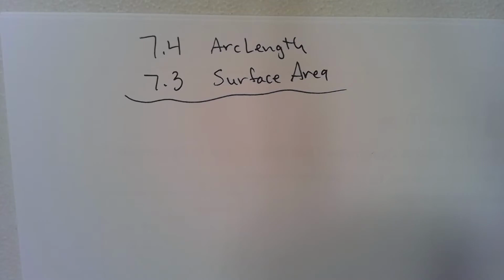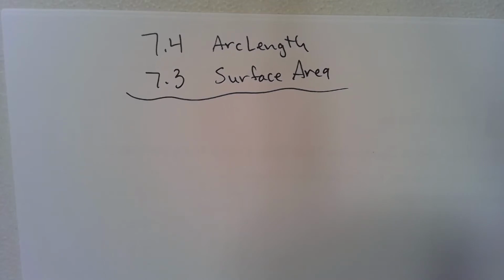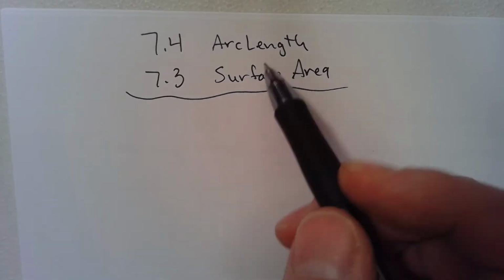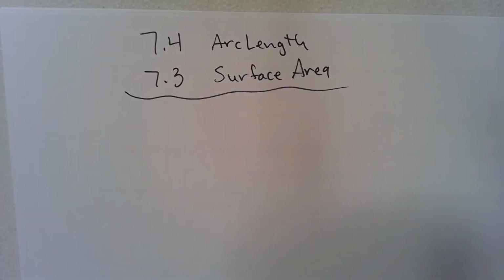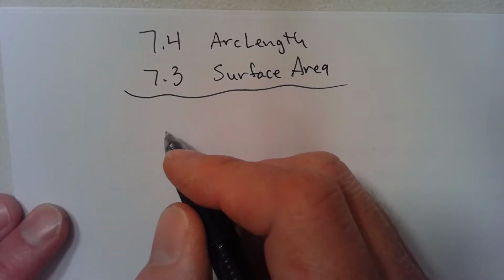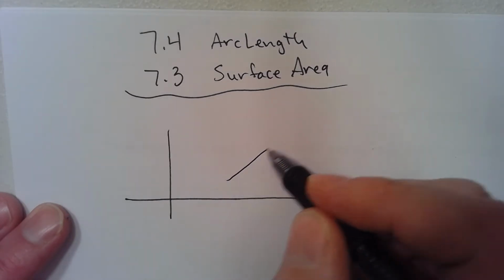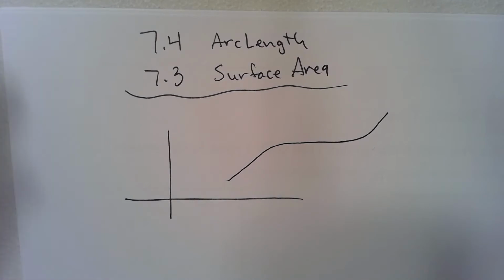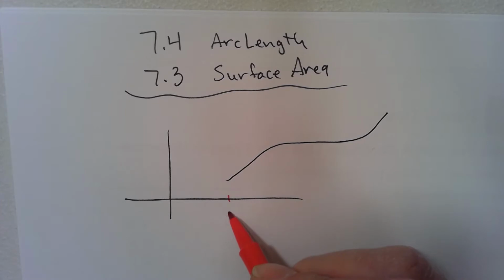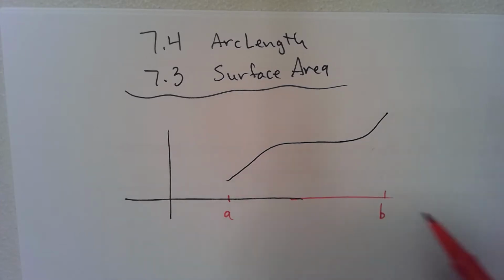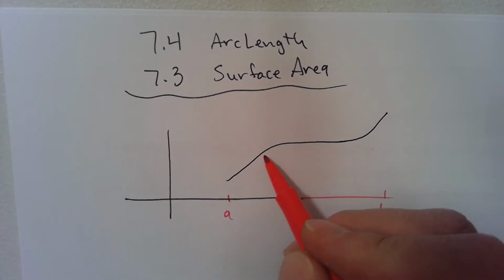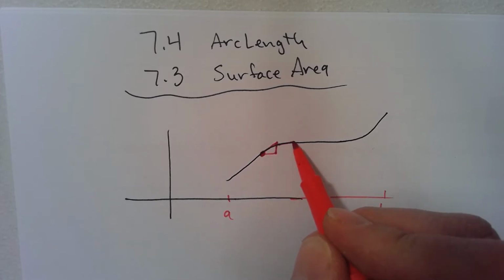All right, so 7.4 arc length and 7.3 surface area. I like to teach arc length first, because arc length is kind of a part of the surface area. So for arc length, imagine we've got, let's just say this is what my curve looks like. If I wanted to figure out how far that is, the arc length of it from A to B, we could approximate it by adding up a whole bunch of triangles.